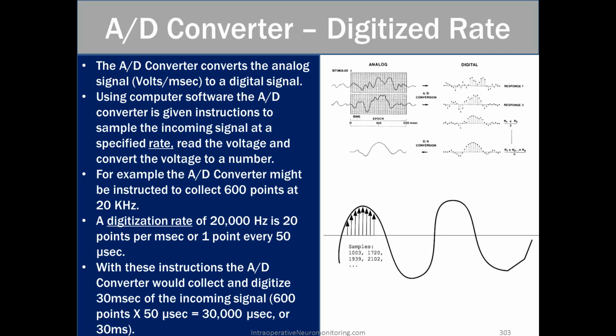For example, the AD converter might be instructed to collect 600 points at 20 kilohertz. A digitization rate of 20,000 hertz is 20 points per millisecond, or 1 point every 50 microseconds. With these instructions, the AD converter would digitize 30 milliseconds of the incoming signal, or 600 points times 50 microseconds, which equals 30,000 microseconds, or 30 milliseconds. So here is just picking up the sampling points.